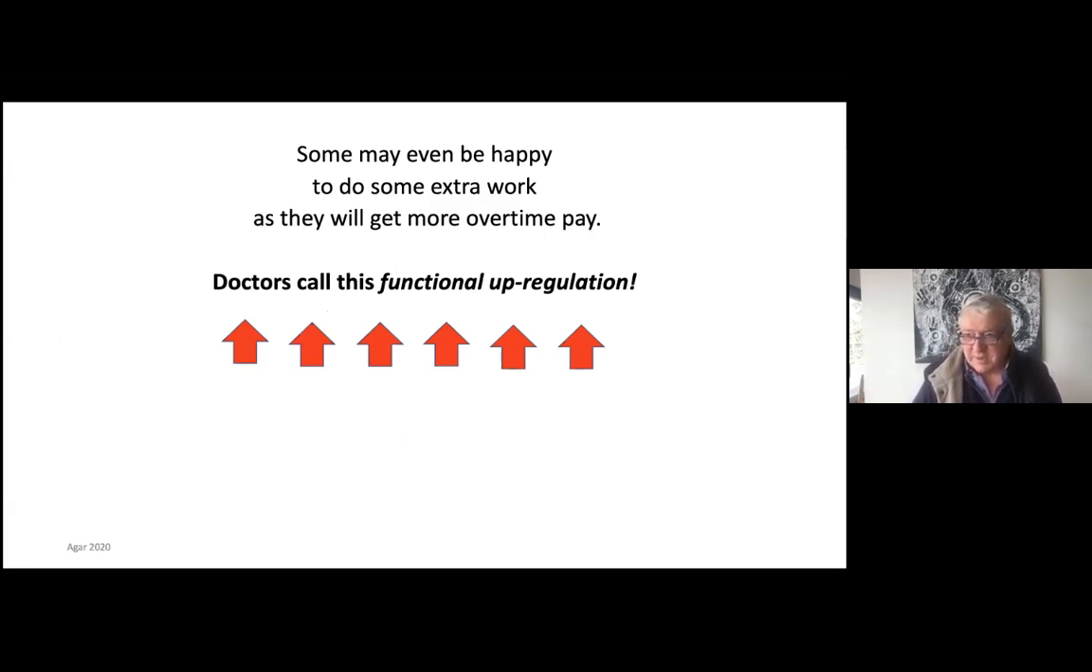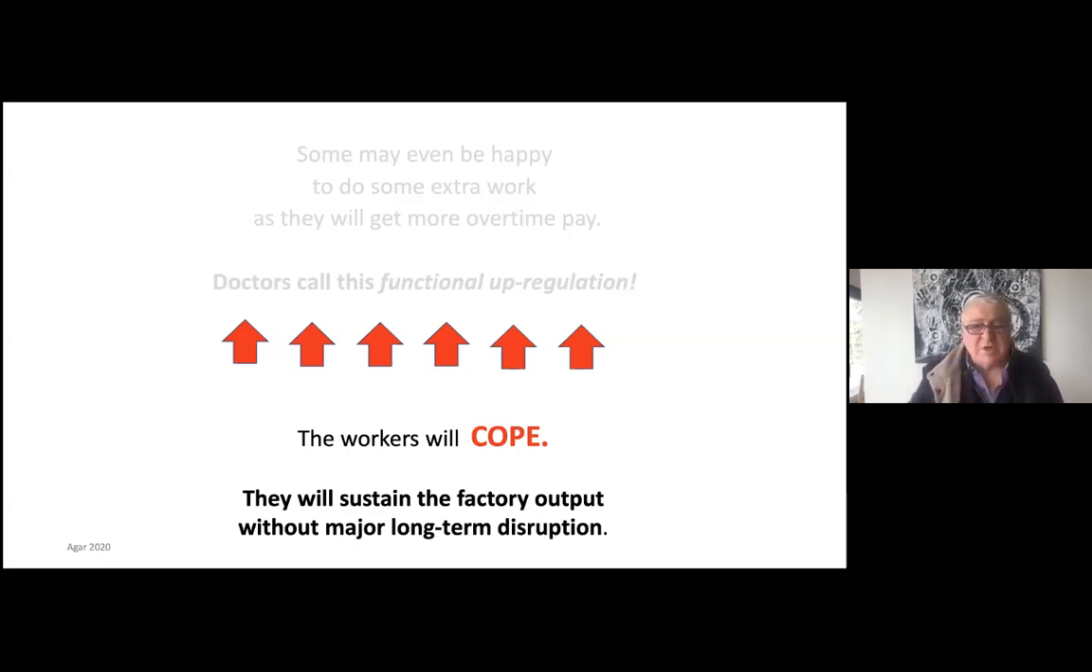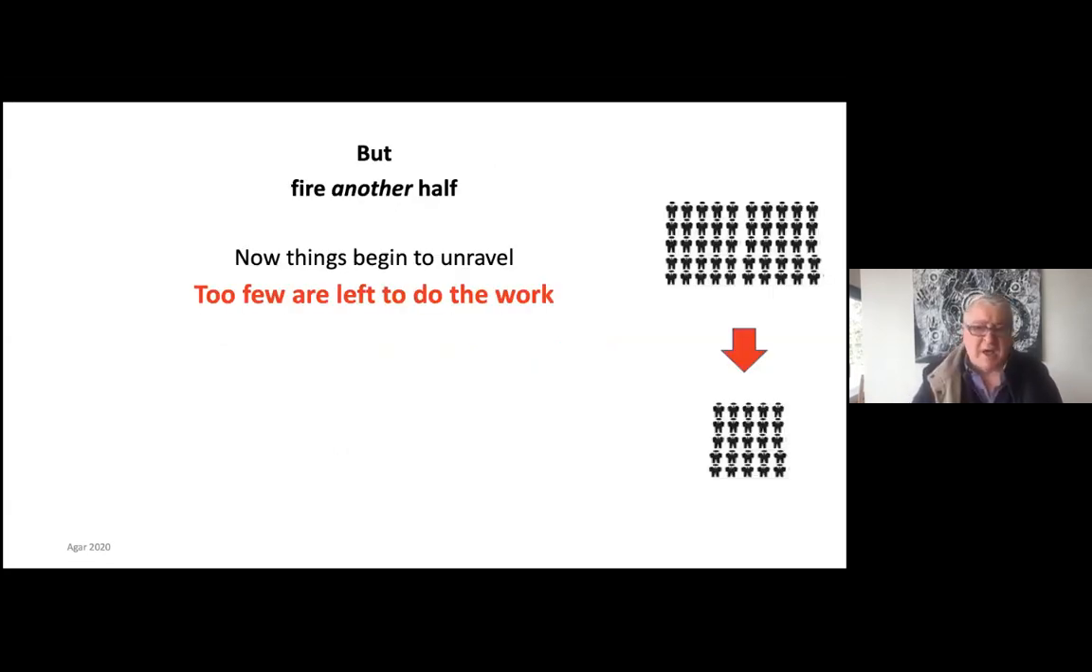Indeed, this is what happens in the kidney situation. We call this functional upregulation. If you put a transplant in, for example, with somebody who's got zero eGFR, when you provide them with an extra single kidney, you're effectively providing them with half of two. So their eGFR will be in the range of 50 plus, but there will be some upregulation in the function of that transplant, which will lead that transplant to function normally with an eGFR in excess of the 50 that half the renal mass would suggest. The workers will cope. They'll sustain the factory output. There will be no major long-term disruption. Everything seems hunky-dory.